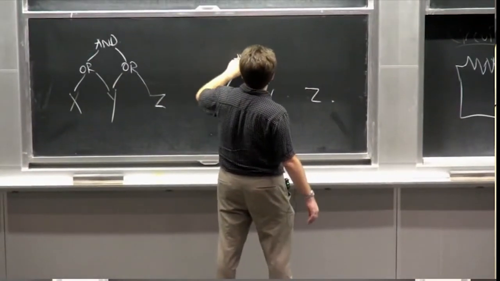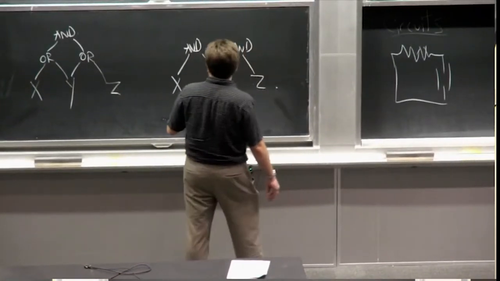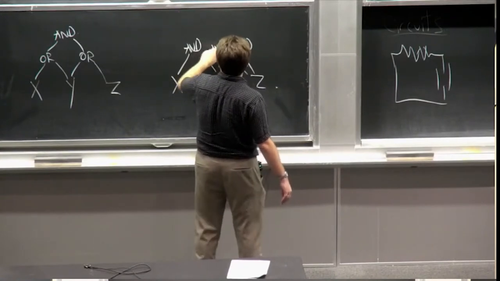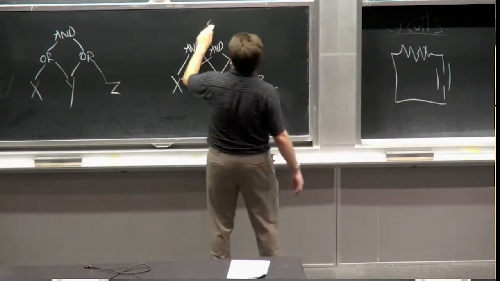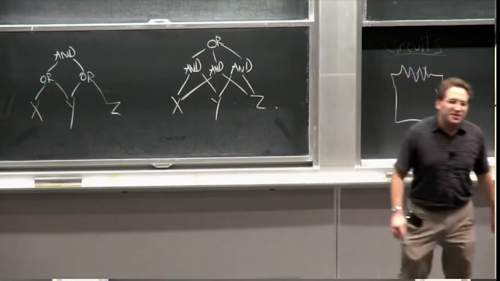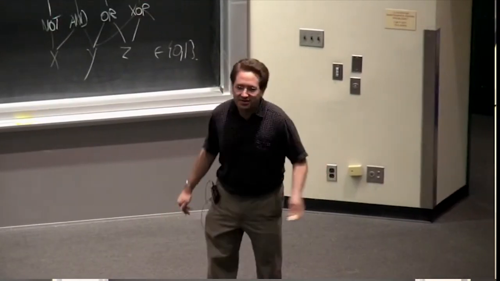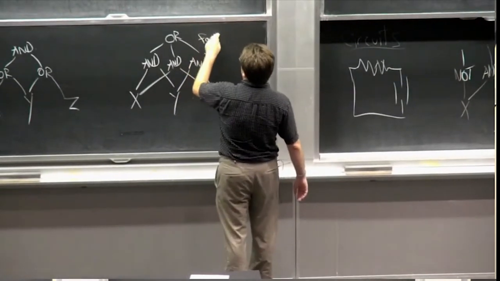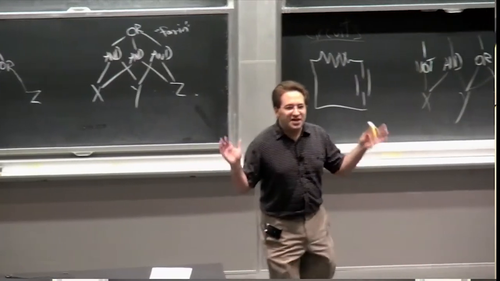So let's say we just AND X and Y, and Y and Z, and X and Z. And then we just OR all of these. Now I didn't explicitly tell you that you're allowed to have an OR of three things. The number of inputs to a gate, by the way, we call the fan-in of the gate. So I didn't tell you that we have an OR of fan-in three, but that doesn't actually matter.